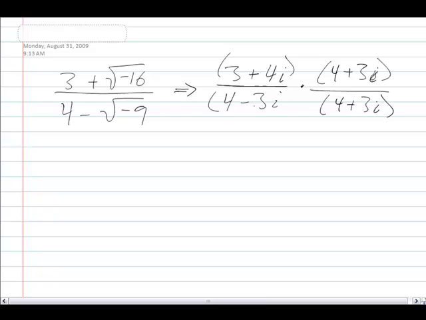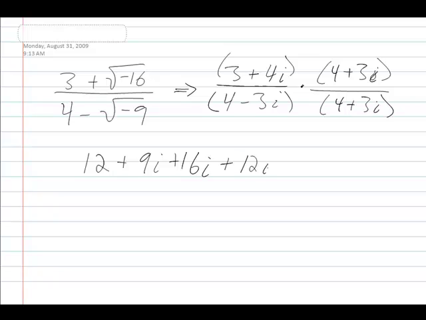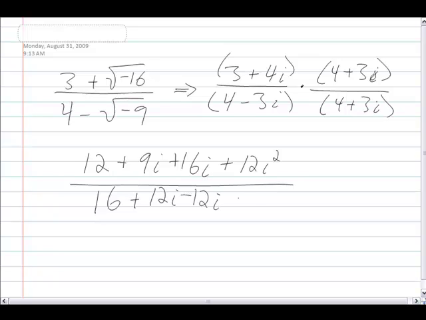So now we'll need to FOIL both the top and the bottom. On the top, we'll get 12 plus 9i plus 16i plus 12i squared. On the bottom, we'll get 16 plus 12i minus 12i minus 9i squared. So notice on the bottom how we have plus 12i minus 12i. They cancel out, and that's exactly why we multiplied by the conjugate. We wanted to get that i term gone.